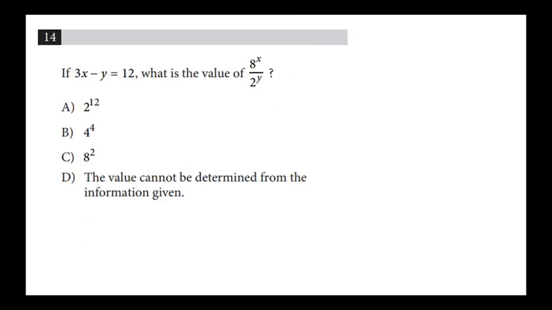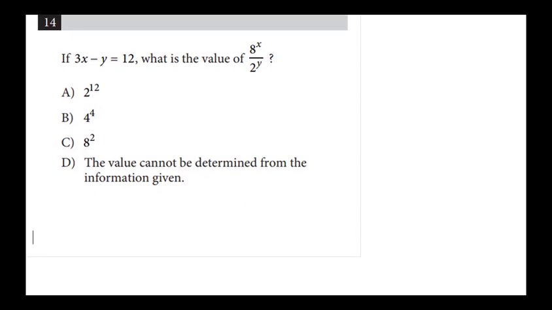Okay, so this is an interesting question. I haven't seen one like this for a while. Okay. 3x minus y is 12. So that's a straight line. So minus y would equal minus 3x plus 12. y would equal positive 3x minus 12.